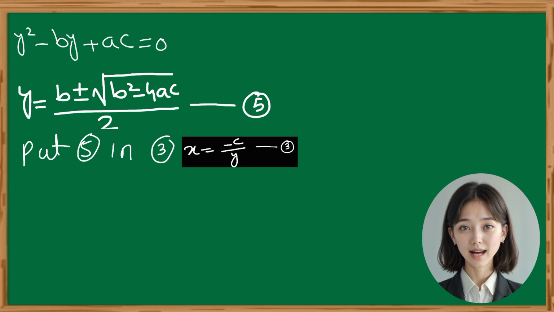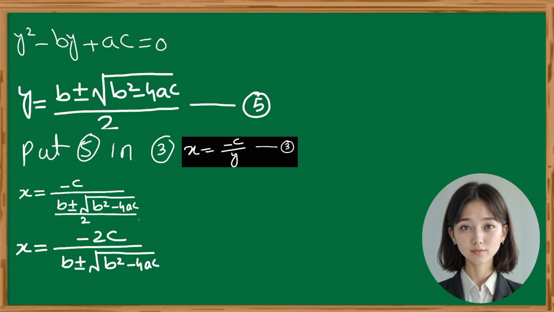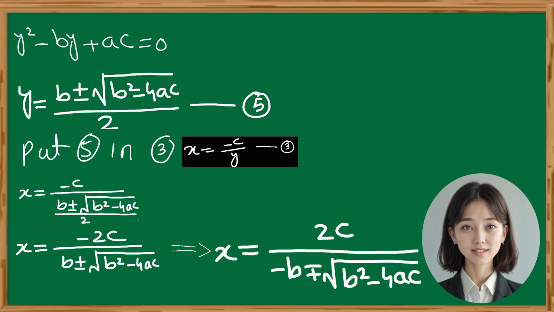Now, let's take equation 5 and substitute it back into equation 3 to solve for x. First, substitute y in equation 3 so that x = -c/((b ± √(b² - 4ac))/2). Second, move the 2 to the numerator, which multiplies with -c, giving us x = -2c/(b ± √(b² - 4ac)). Third, to keep our expression clear, we can shift the negative sign of -2c to the denominator, so it becomes x = 2c/(-b ∓ √(b² - 4ac)).